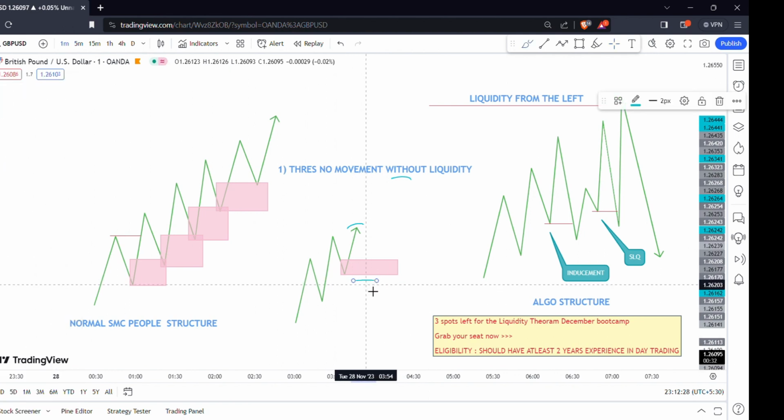So what are the stop losses? Stop losses are money. In order to move the price, they need the opposite side of the order. So if the banks want to buy, they can't buy without sellers, right? They need, of course, sellers.